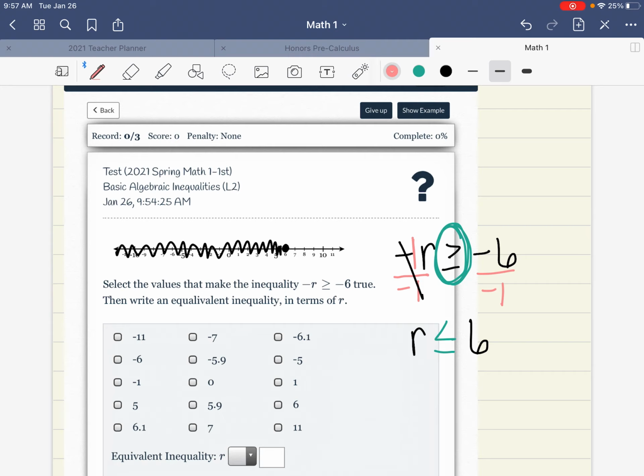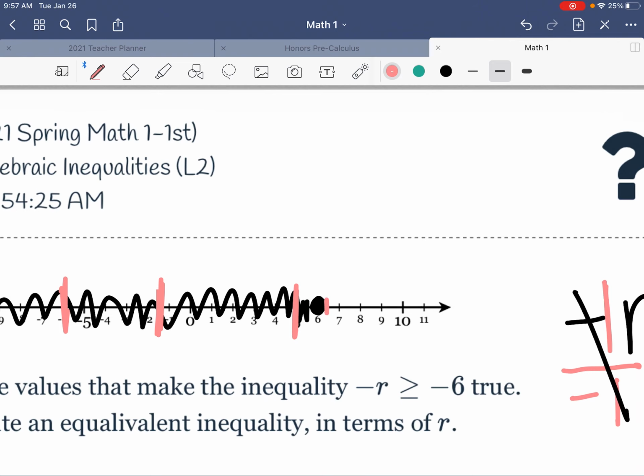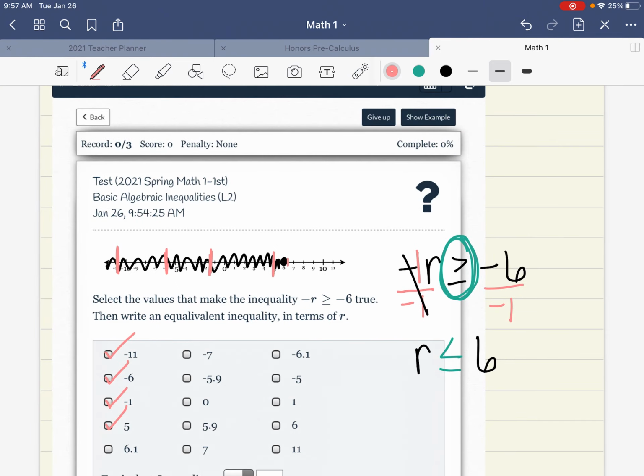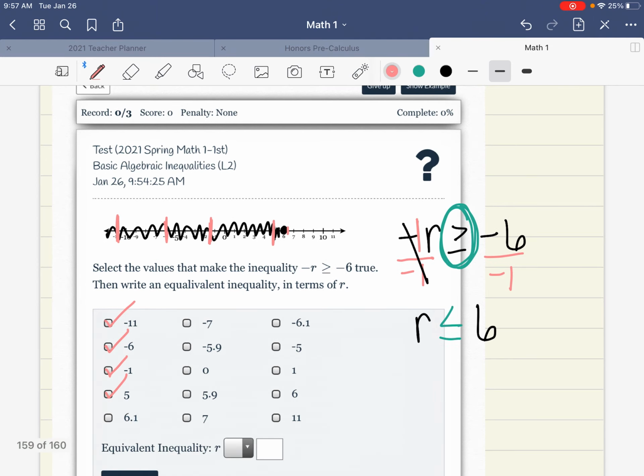So when you're looking at your values, it says the first one is negative 11. So negative 11 is in the shaded region, so that is an answer. Then we have negative 6. Now negative 6 is also in the shaded region, that's an answer. Then we have negative 1, again, that's in our shaded region. 5 is also in my shaded area. Now 6.1, I'm going to zoom in, is just barely past the 6. So we said it was less than or equal to 6. We didn't say that it could be greater than 6. So 6.1 is not an answer, or not a solution for this inequality.